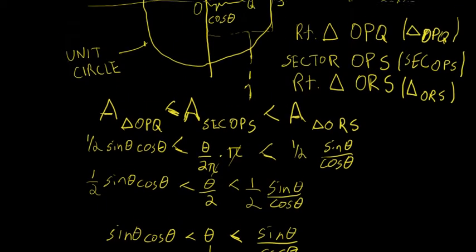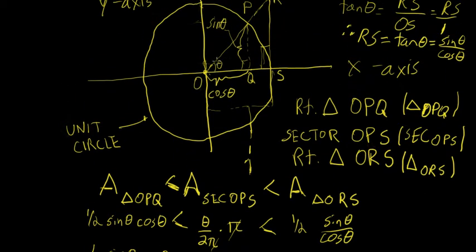But notice the way I've drawn the diagram here. Theta is positive. But remember that theta can approach 0 from both the positive and the negative sides.